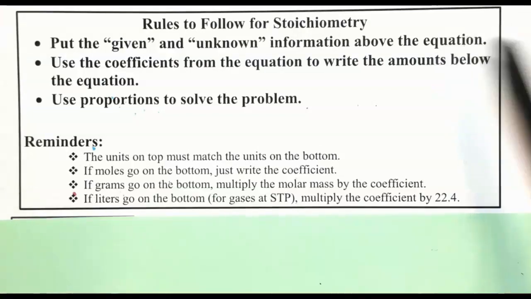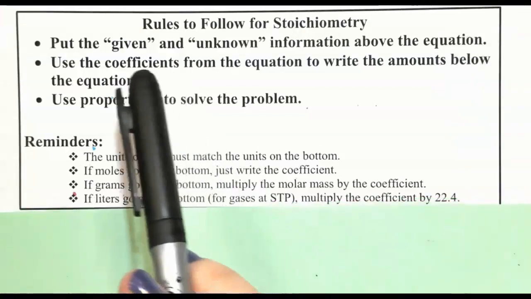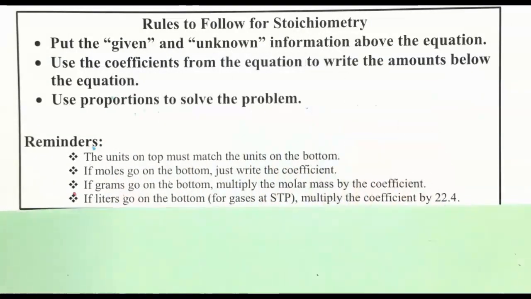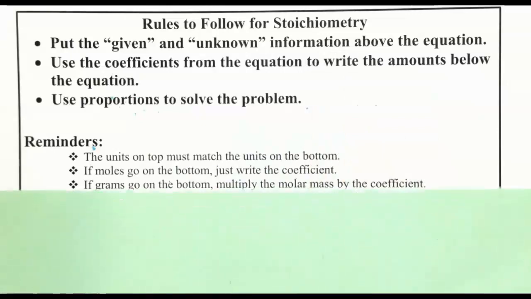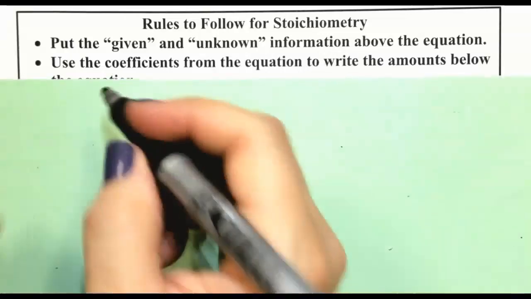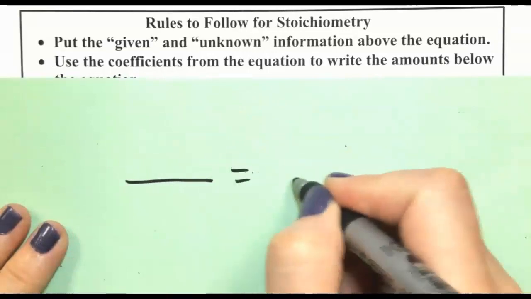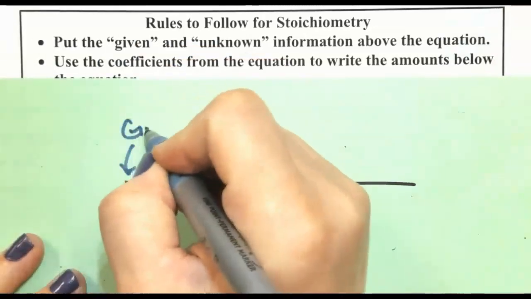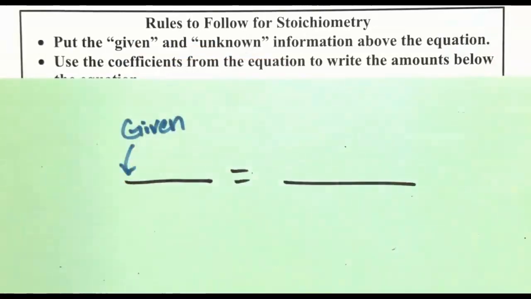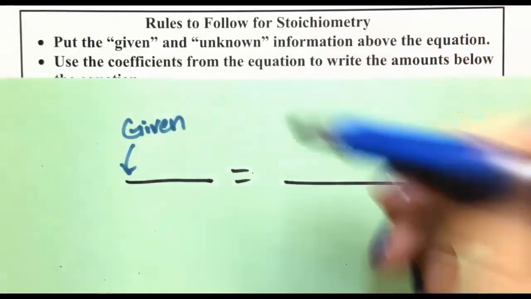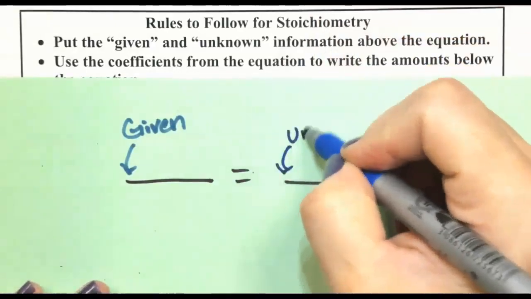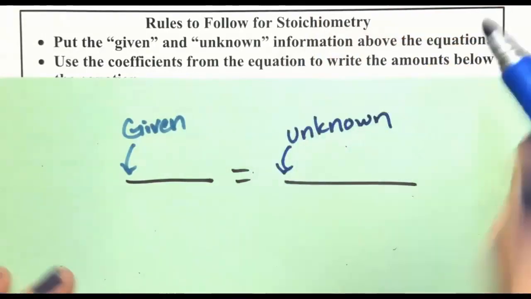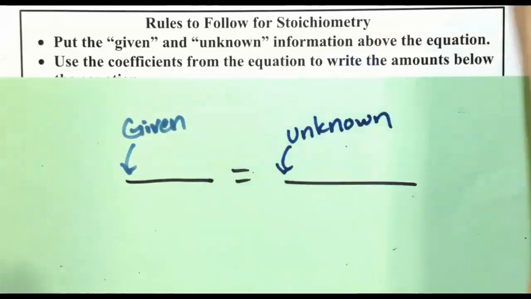First, let's look at the rules on how to set up these problems. We're going to put our given and our unknown information above the equation. So you're going to draw out line equals line. On the left-hand side of that is where you put your given information, so it's going to be a number and a unit. And on the right side of the equation is where we put the unknown information, and that's also going to be a number and a unit.